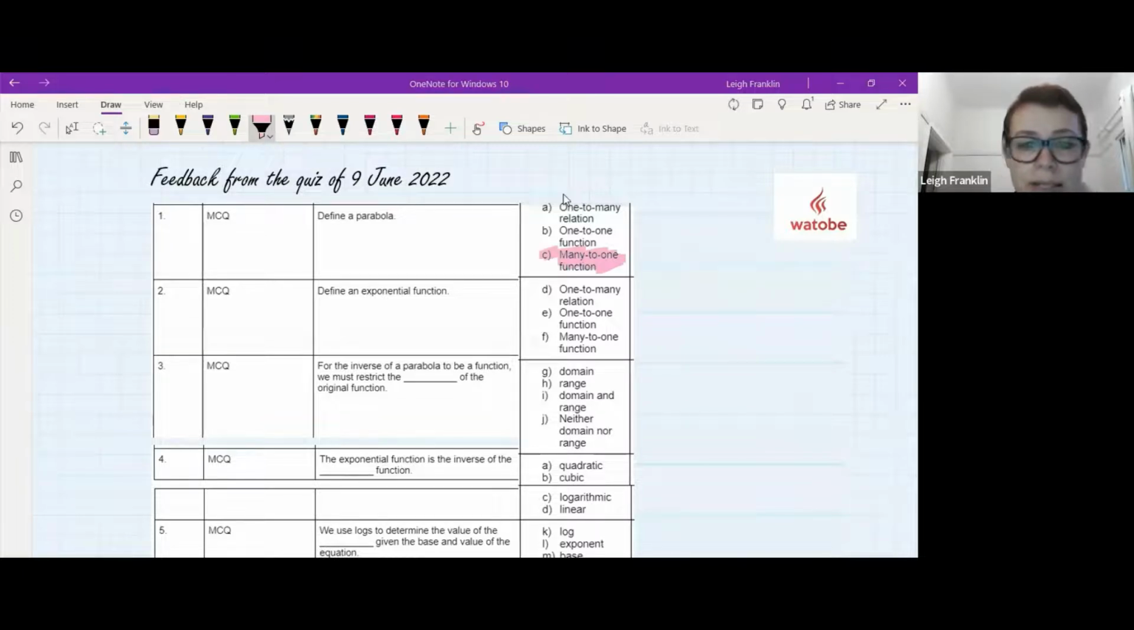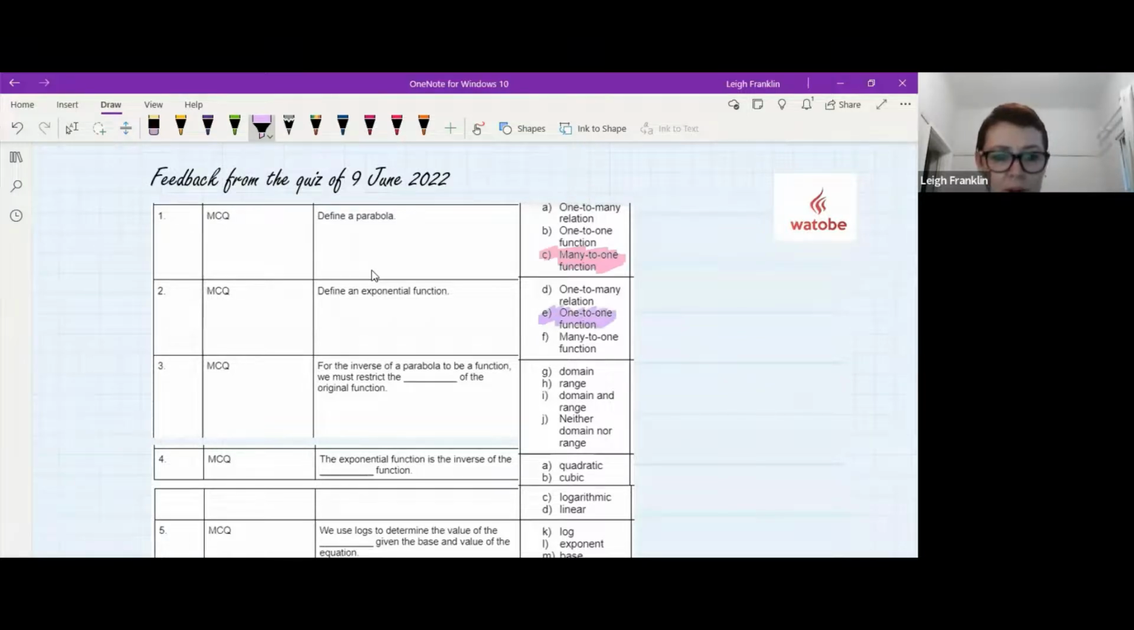Second question was define an exponential function. Again, I gave you the same options: one to many, one to one, many to one. Aisha says E. Correct, Aisha. E is the correct answer there. One to one. Okay, now number 3.